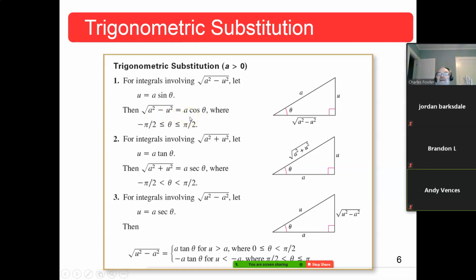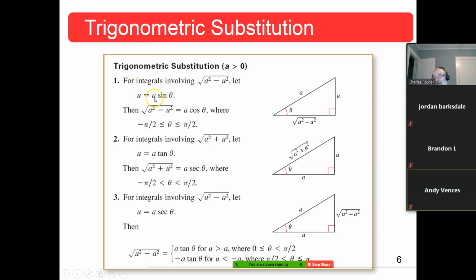Now, that is a good substitution, but the other thing you can do with that, if you set it up this way, is draw your little triangle. Think of it this way. Divide both sides by a. u over a is equal to sine theta. What is sine theta? Opposite over hypotenuse.